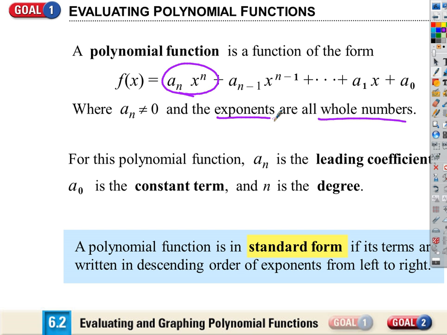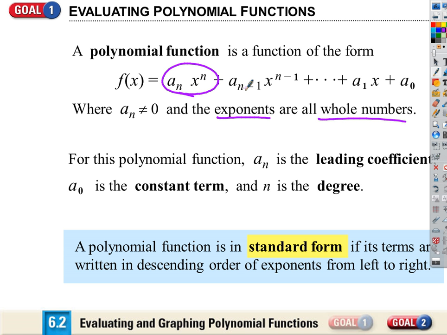Now the coefficients, anything goes except imaginary numbers. They just have to be real. So they could be decimals. They could be fractions. They could be square roots. They could be pi. They just can't be imaginary. That's the only restriction on the coefficients. Okay? And if you add those things together in a string like this, it's called a polynomial.